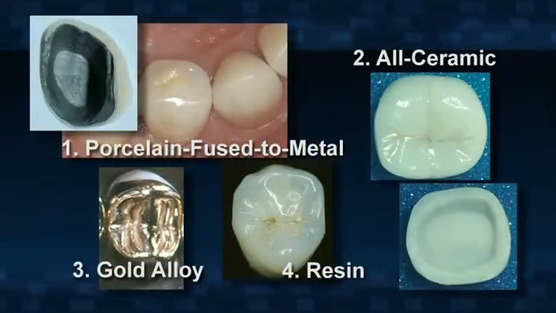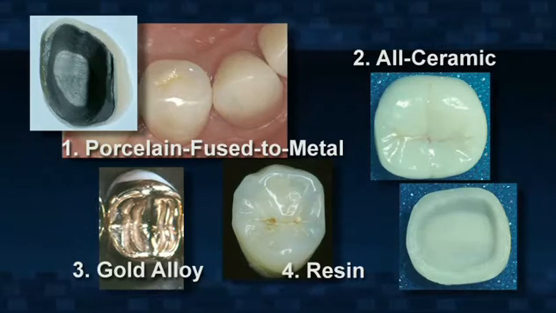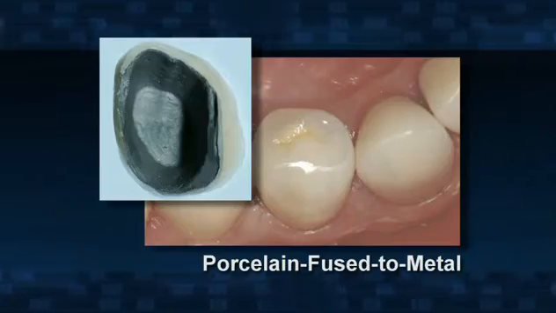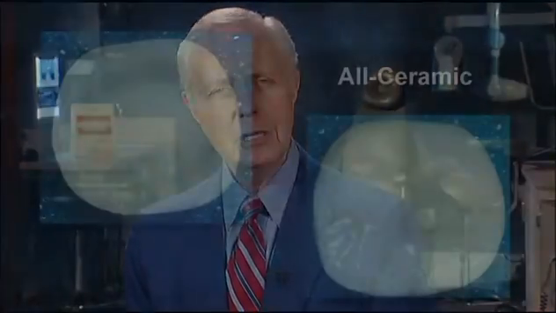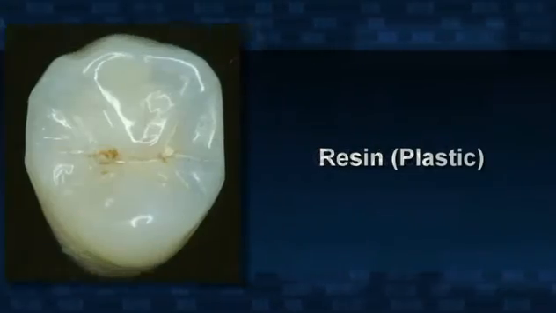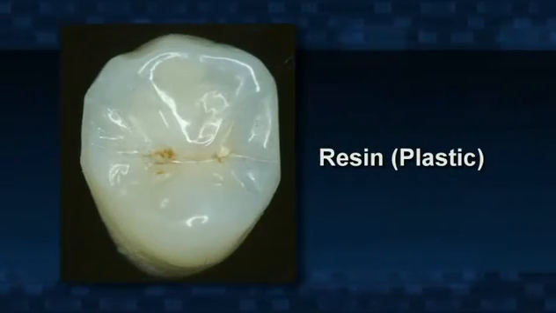In summary, there are 4 types of crowns available today. In most cases, your dentist will recommend porcelain fused to metal crowns. Crowns are relatively similar in cost, so you're not really looking at the money as much as the characteristics of the crowns. In certain situations, all ceramic, gold alloy, or resin crowns will be recommended.